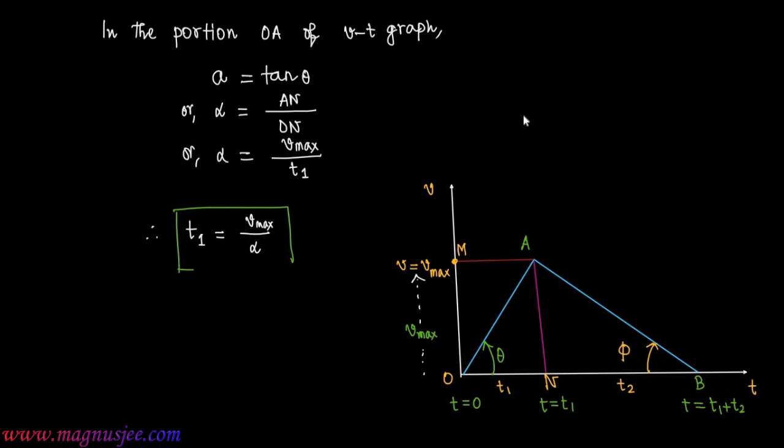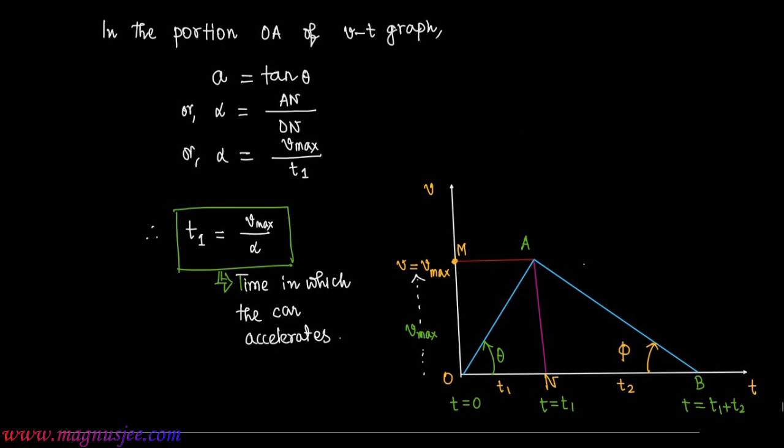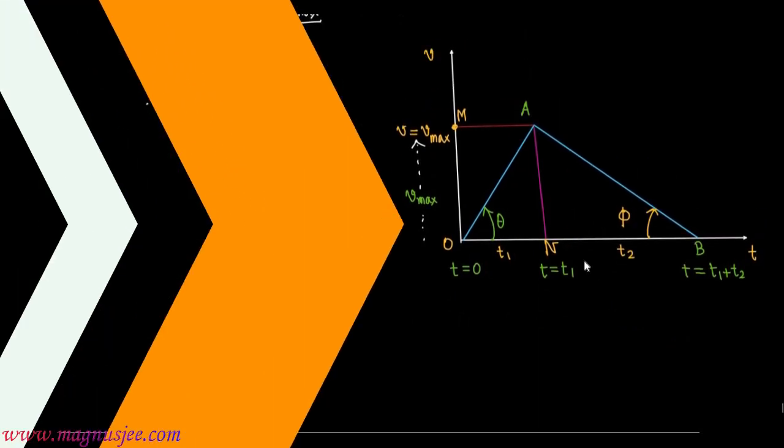T1 is the time interval in which the car travels from the point O to A with the acceleration alpha. T1 is equal to Vmax divided by alpha, equation 1. This is the time in which the car accelerates with the rate alpha from the point O to A.